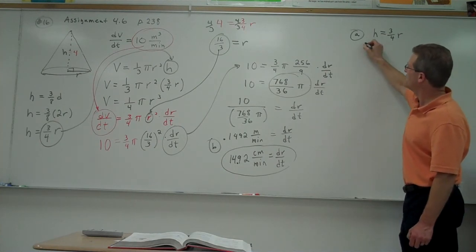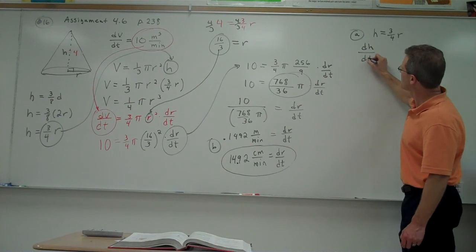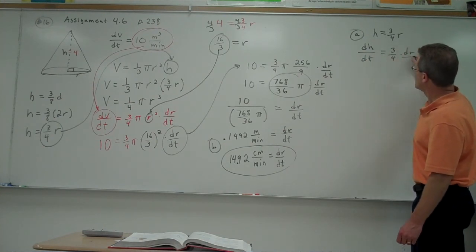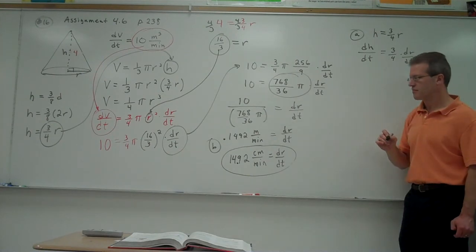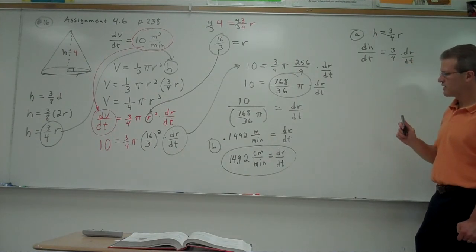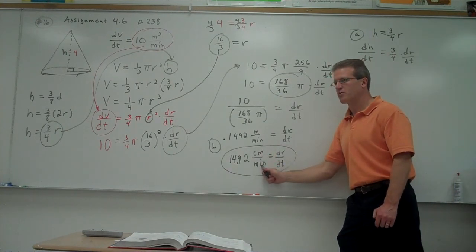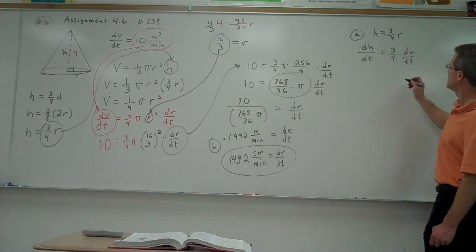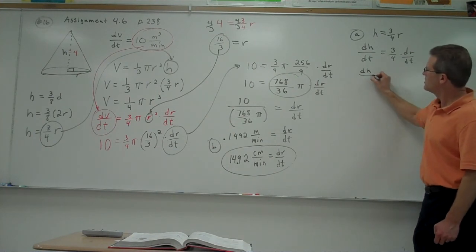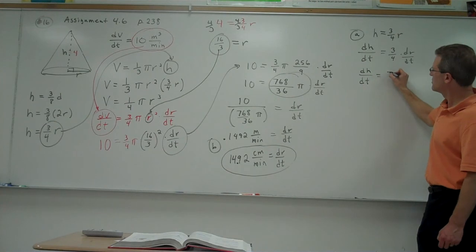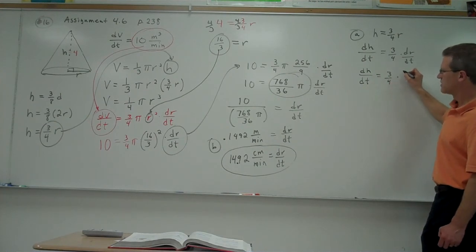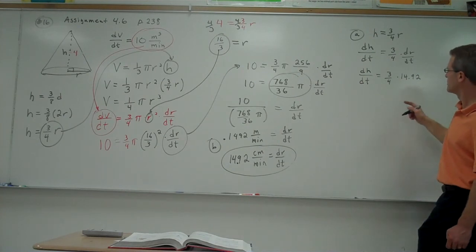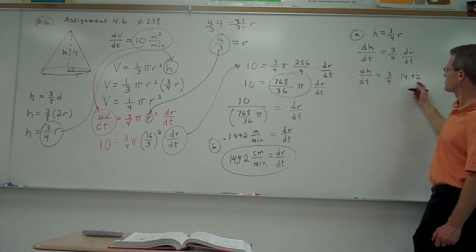So the derivative of h would be dh over dt. Derivative of 3/4 r would be 3/4 times dr over dt. And let's go ahead and use the answer that's already in centimeters per minute. That way we'll get centimeters per minute and won't have to do a conversion again. So put 14.92 in for dr dt. So dh dt, which is the change in height over the change in time, equals 3/4 times 14.92 centimeters per minute. So can you tell me what you get if you take 3/4 times 14.92?